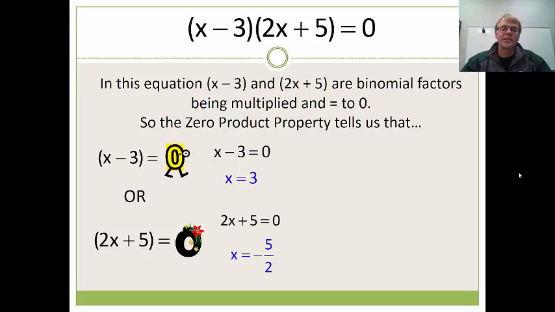Now, once again, let's review this. If those are solutions, when we substitute them back into the equation, they should make the equation true. So let's check that.